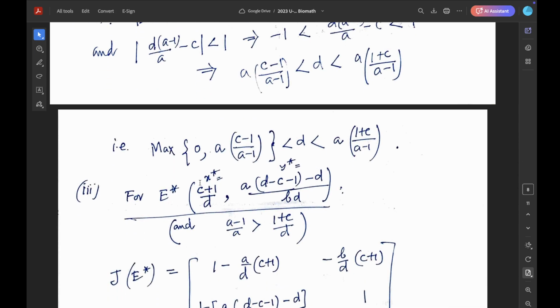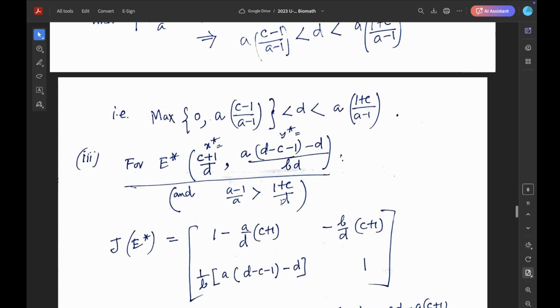For this E star, this is called x star and this point is called y star. And for feasibility of this E star, that is, for existence of E star, we must have (a minus 1)/a greater than (1 plus c)/d.